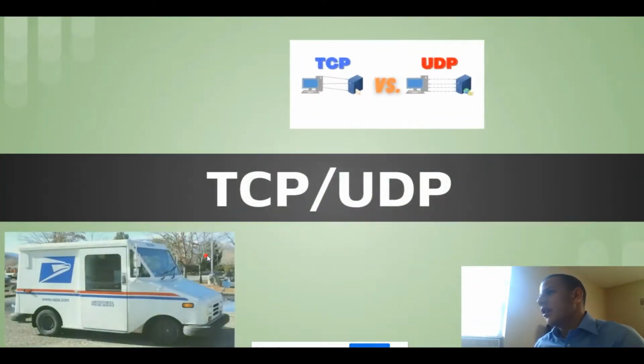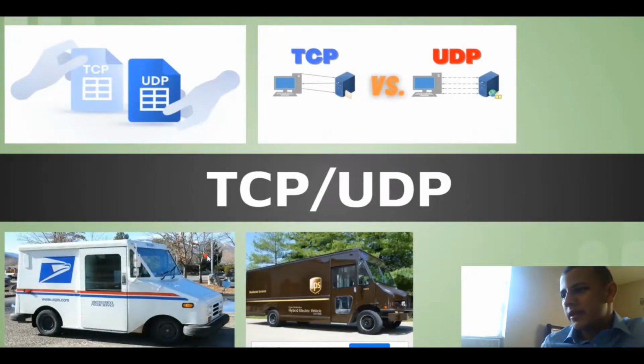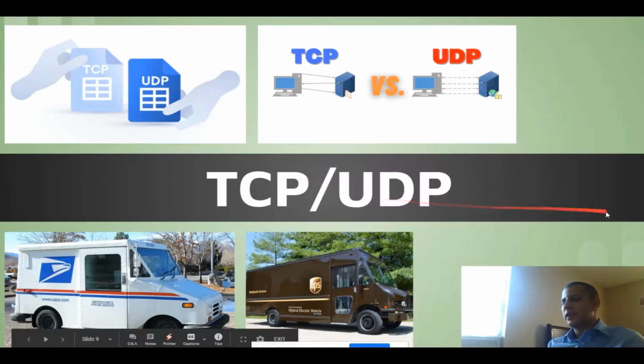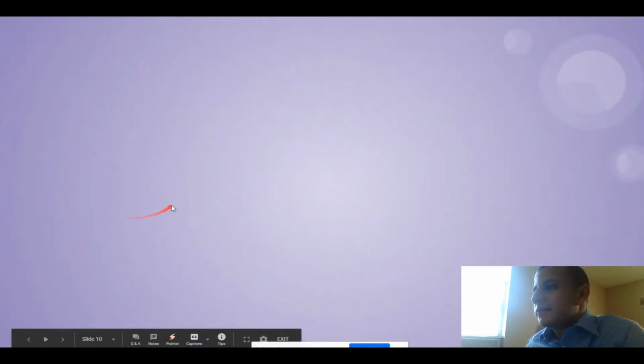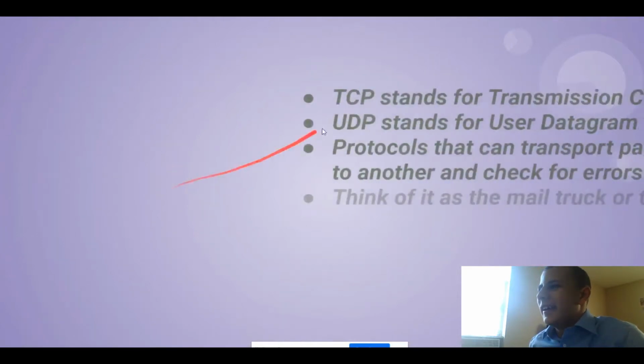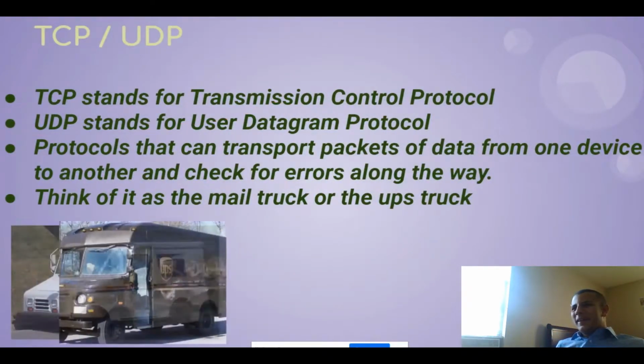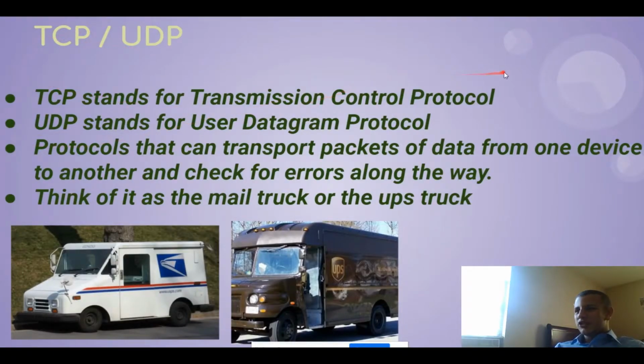Next, we have TCP or UDP, and you only need one of these depending on the connection. We're going to talk about these in a future lesson. TCP stands for Transmission Control Protocol. UDP stands for User Datagram Protocol. They are protocols that can transport packets of data from one device to another and check for errors along the way.